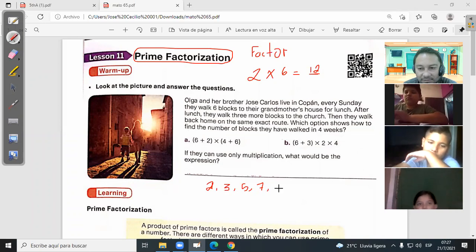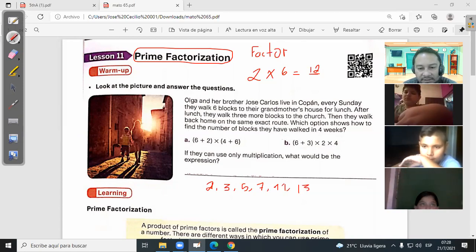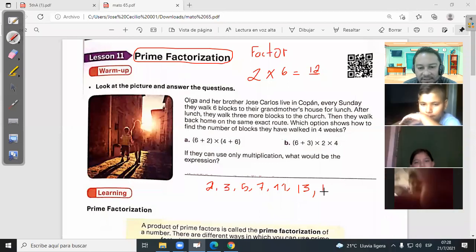The primes will be 2, 3, 5, 7, 11, exactly, 11. What other number? 13. What other? 15? No, no. 17. 19. 23. And so on. Okay, so we are going to focus on primes.